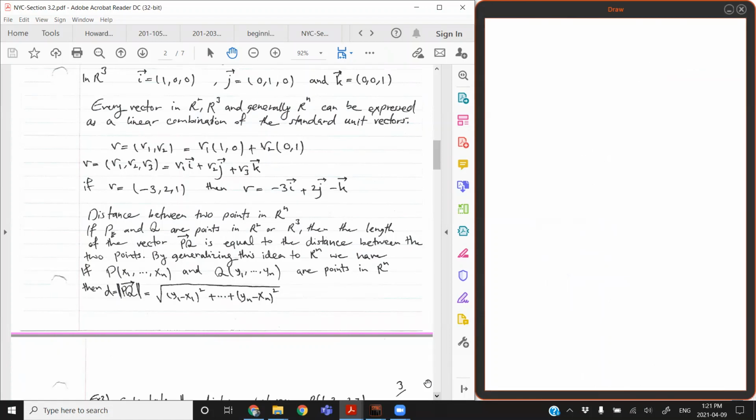So generally for any vector, and here I'm giving an example from R3, I can write that as v1i plus v2j plus v3k, where these vectors i, j, k are the standard unit vectors.